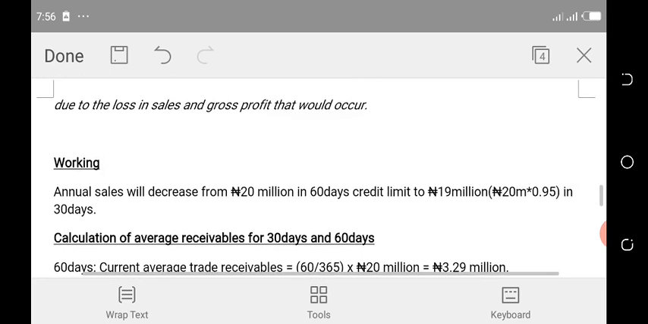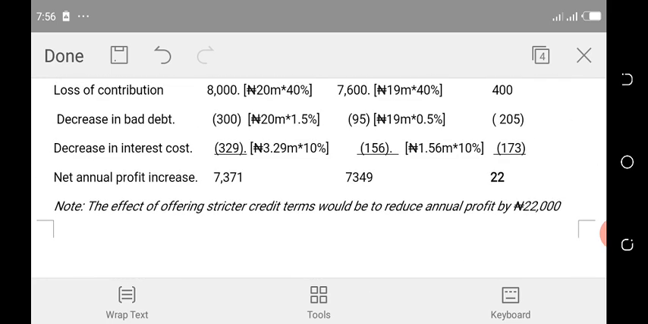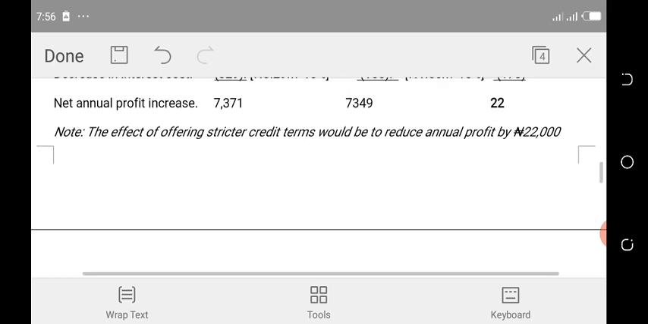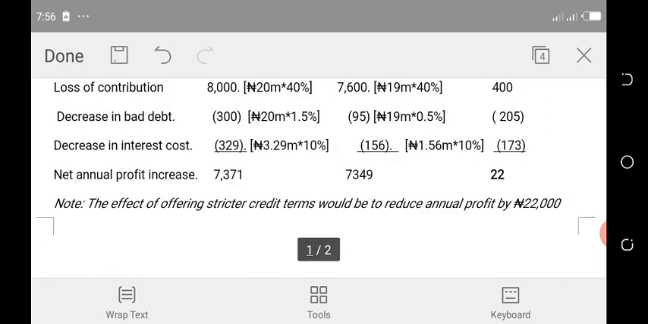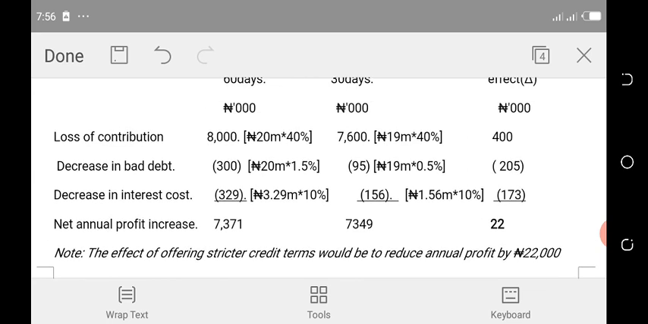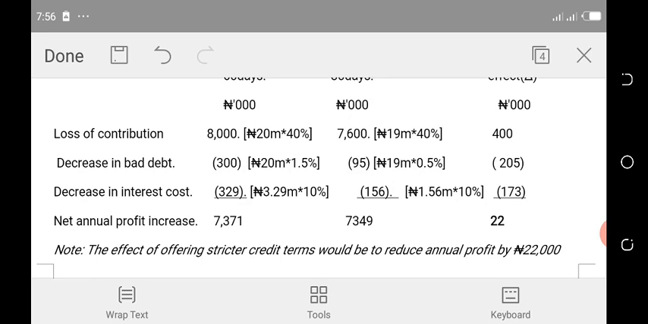So this times our finance cost, which is 10%, we have 329,000 naira. Now for 30 days, when we reduce it, our receivables have reduced to 1.56 million naira, times our finance cost of 10%, is 156,000 naira. By the time we look at the total, the effect on profit is now 22,000.